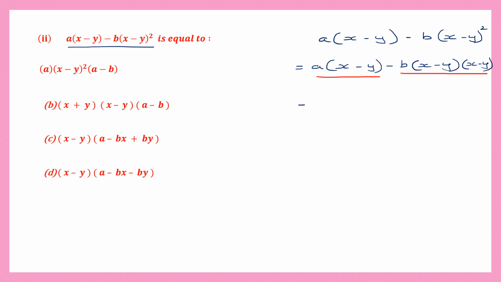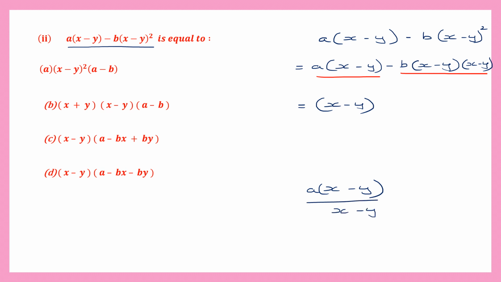So I'm going to write x minus y outside here. And let's see what is left. Now, like I taught in the previous one, let's divide. I've taken the first part, this part, and I'm going to divide it by x minus y. So let's divide this by x minus y.